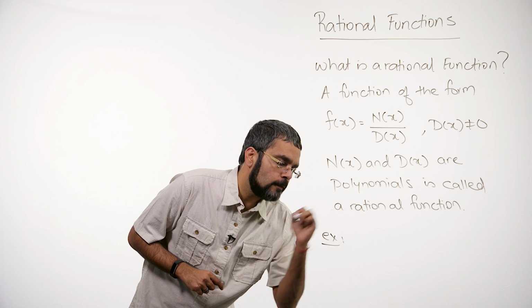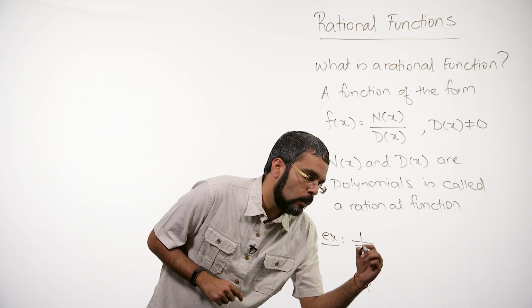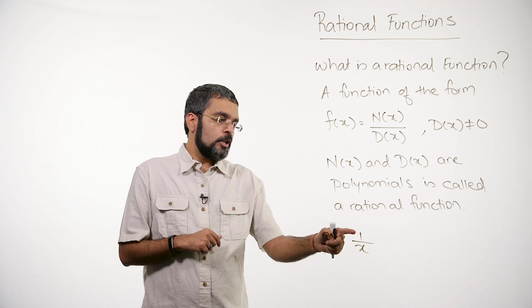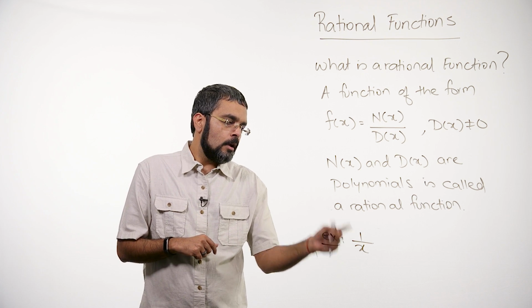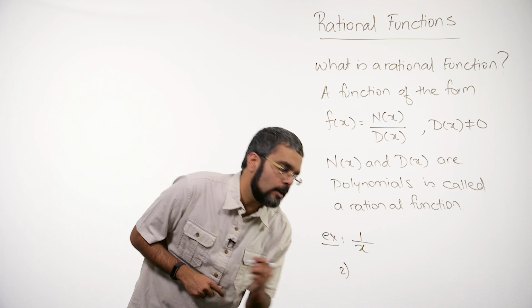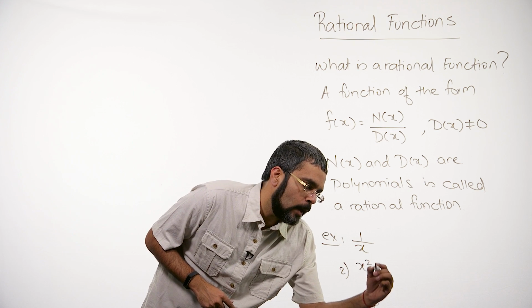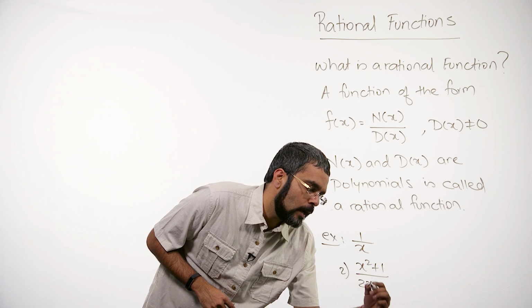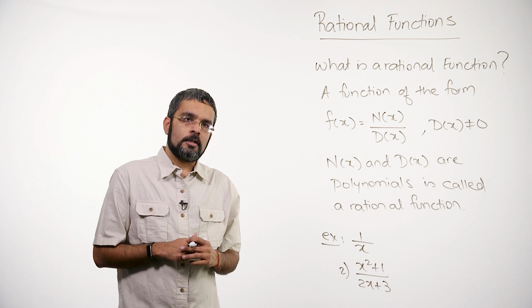One example of a rational function can be the function 1 over x. That's a rational function. My numerator is a constant polynomial of 1. My denominator is a polynomial x. Another example of a rational function can be x squared plus 1 over 2x plus 3. That is also a rational function.